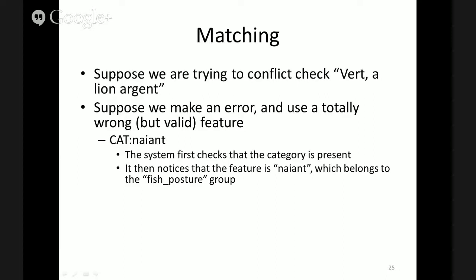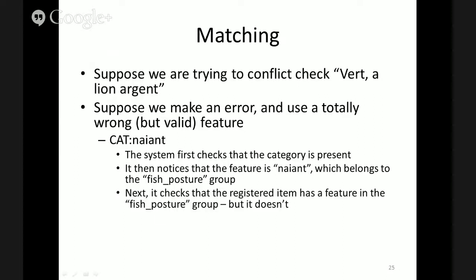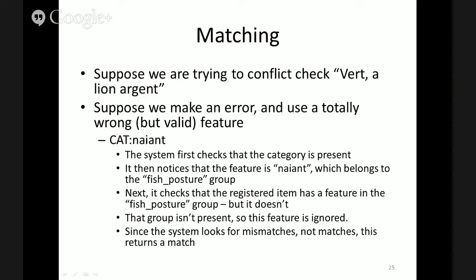It knows nayant is in the fish posture group, so it checks if the registered item has a feature in the fish posture group. It doesn't. So the group isn't present, the feature is ignored. This will return a match, because the system looks for mismatches, not matches. Right? This is not a mismatch, it's just failed to match. Not the same thing. Does this make sense to everybody? Why this will be a match?